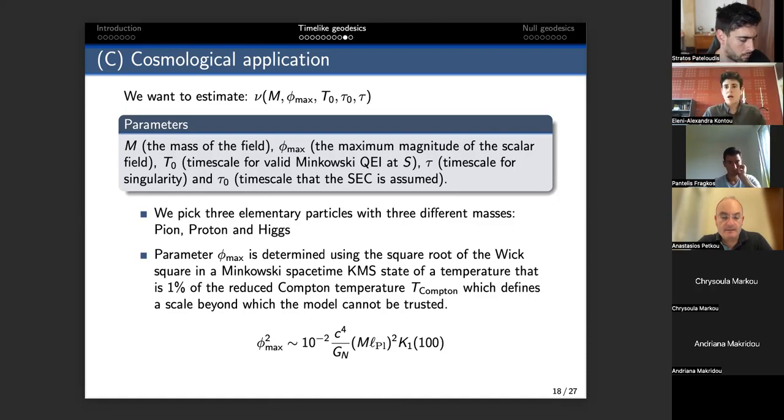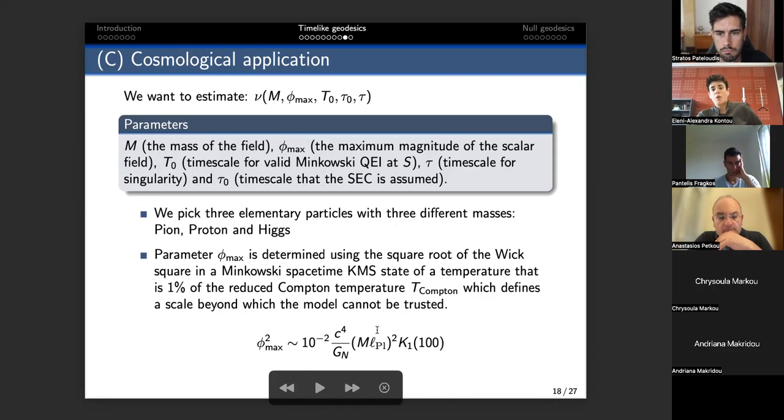So this might not be the perfect way to calculate it, but I think it's a nice way to connect it cosmologically, because we know that at early times in the universe, the temperature can go very high. And if it goes very high, then we can say that the semi-classical approximation doesn't hold anymore. So connecting the phi max with a temperature, we're able to put a bound on how large the field value can go.